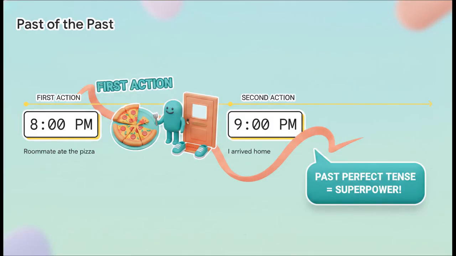At 8 p.m., your roommate ate the pizza. That is action number 1. Then, at 9 p.m., you arrived home. That is action number 2. Both of these actions are in the past, but to show which action happened first, we use a special grammar rule. Think of it as the past of the past. Its real name is the past perfect tense, and it's a superpower for telling clear stories.